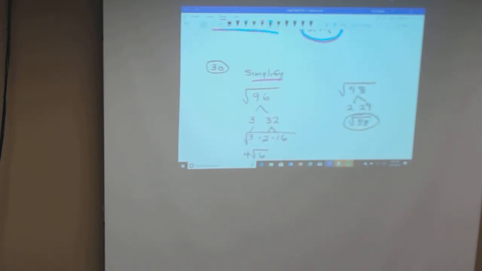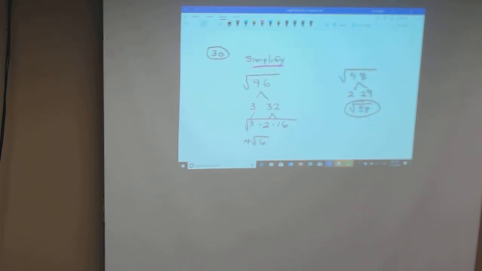Number 30. Simplify, make a tree, and look for perfect squares. And there's a perfect square. So the answer is 4, the square root of 16, times 2 times 3 is 6. 58.